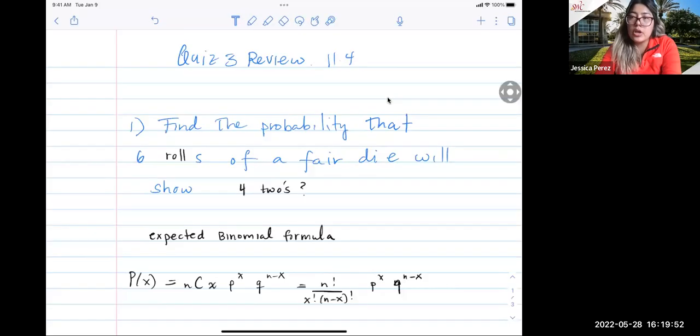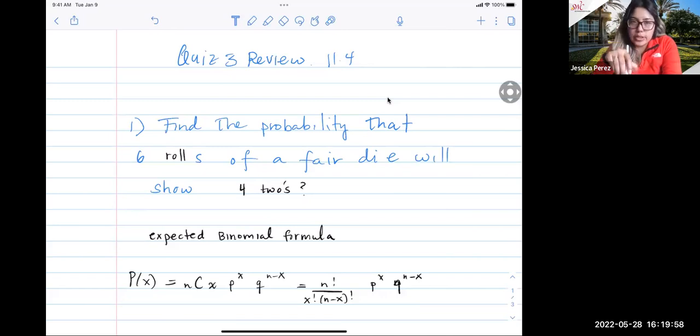Hi, everyone. So today we're going to be working on quiz 3 review on section 11.4, additional problems. I'm going to be sharing my screen and we're going to be working on the expected binomial formula. We're going to do some practice problems on that section.